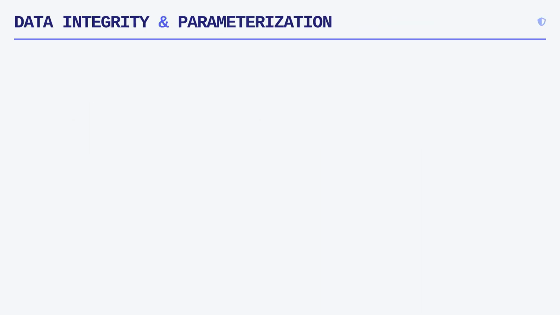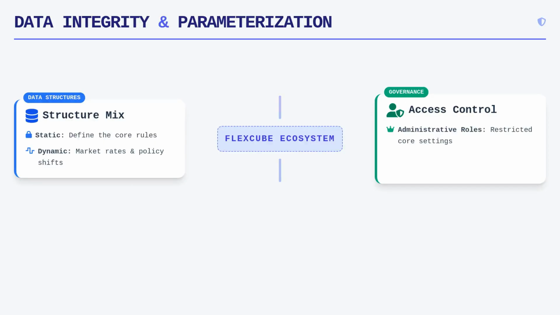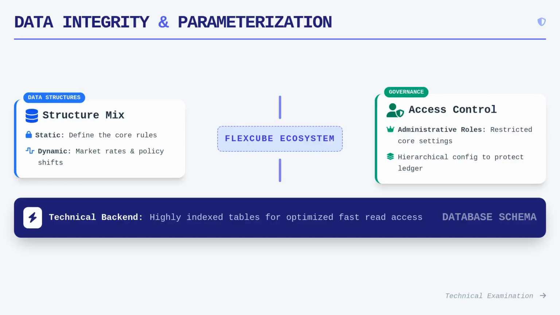Data integrity during parameterization is managed by distinguishing between static and dynamic data structures. While parameters define the rules, they must also allow for the flexibility that modern banking demands, such as handling fluctuating market rates or sudden policy changes. Within the FLEXCUBE ecosystem, this is handled by maintaining distinct levels of authority, where core system parameters are often restricted to administrative roles. This hierarchical approach to configuration ensures that only authorized personnel can alter the rules that govern the ledger. As we proceed through our technical examination, keep in mind that the database schema is built to support this parameterization through highly indexed tables designed for fast read access.